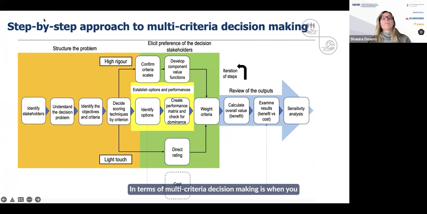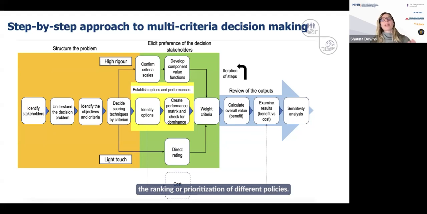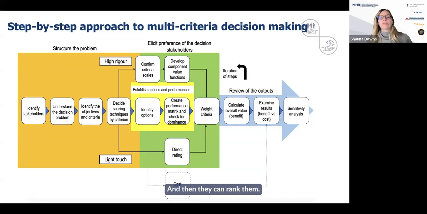Multi-criteria decision making is when you have the different stakeholders, and then as a group, those stakeholders decide what the criteria are for assessing the feasibility, or the ranking or prioritization, of different policies. And then that group of stakeholders actually scores the policy options based on the criteria that they come up with, and then they can rank them.